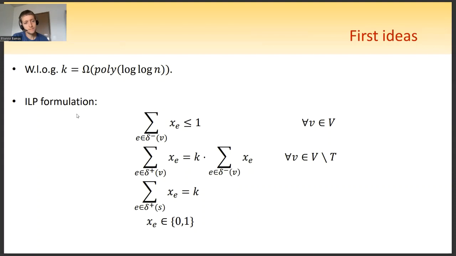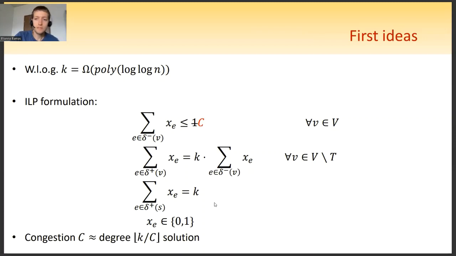Then you can write an integer linear program formulation of the problem in a very intuitive way. You have a variable x_e for each edge e in the graph. If x_e is 1, it means you take the edge; if 0, you don't take it. Then you have very natural constraints. The in degree of every vertex should be at most 1 because it should be an arborescence. The out degree of the source should be at least k. And if a vertex that is not the source gets into the arborescence, then its out degree should be at least k times the in degree. That's a very natural integer formulation of the problem.